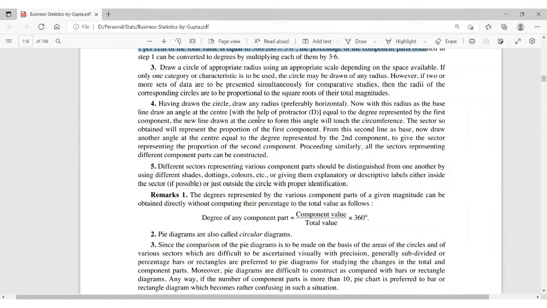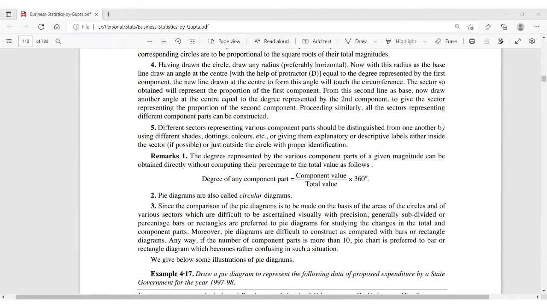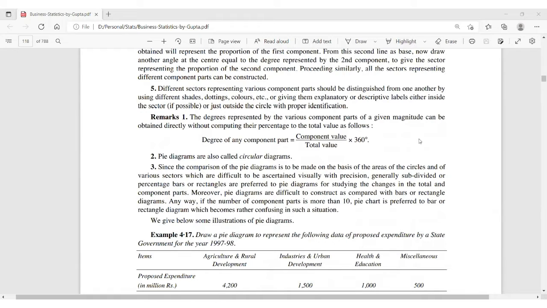Now with the radius as the base line, draw the angle at the center with the help of a protractor equal to the degree represented by the first component, the new line drawn at the center forming this angle. The different sectors represent the various components; distinguish them from one another using different shades, dotting or colors. See, the degree of a component is component value over total value times 360 degrees. Pie diagrams are also called circle diagrams.